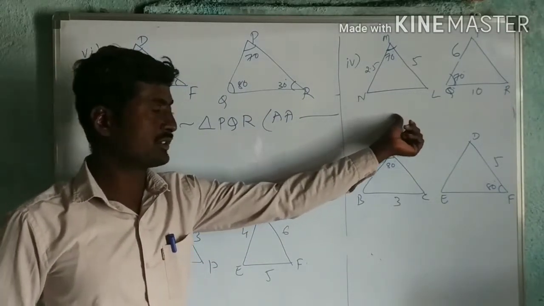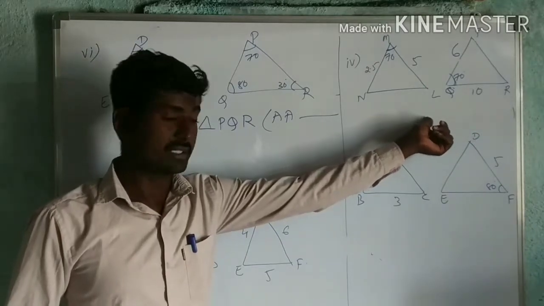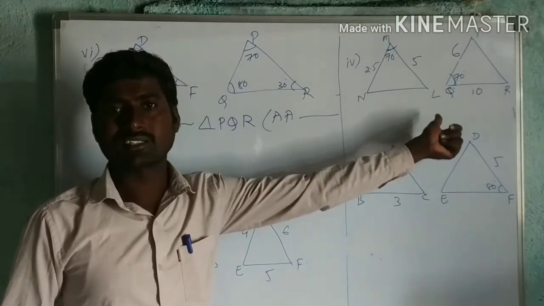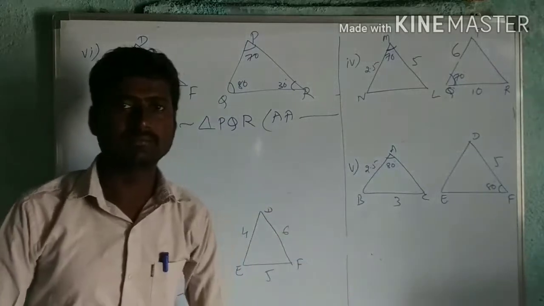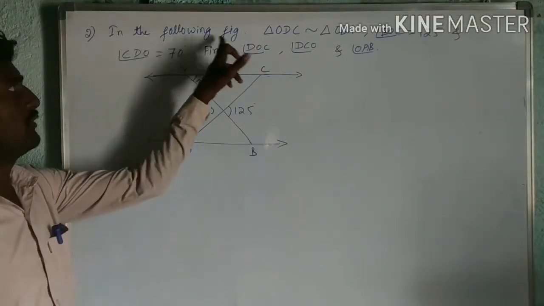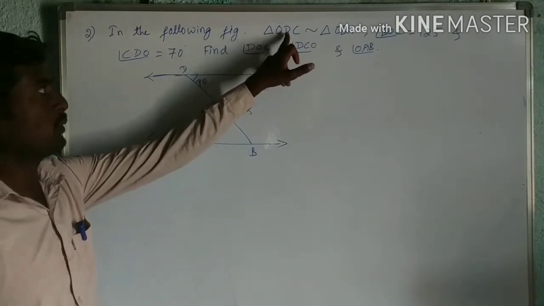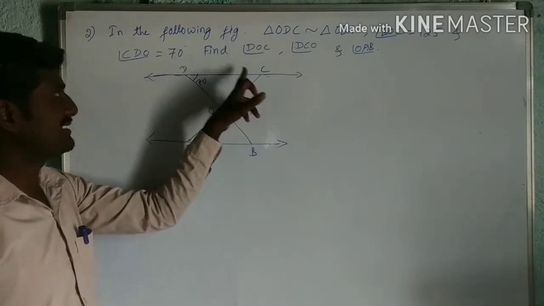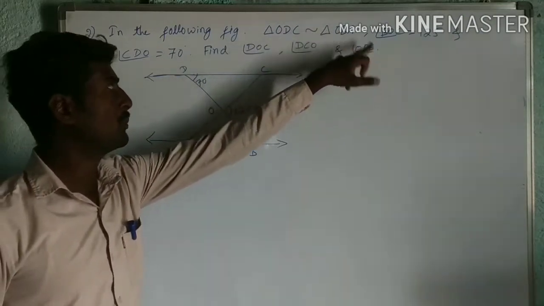Take this correction. So these two triangles are not similar because the corresponding sides are not in proportion. Second question. In the following figure, triangle ODC similar to triangle OBA.